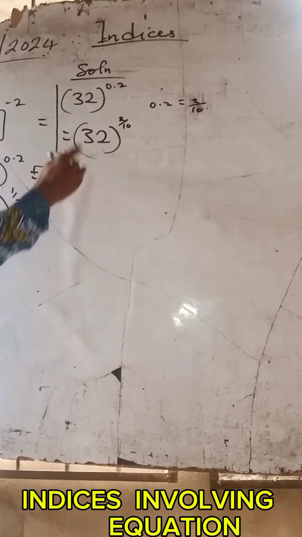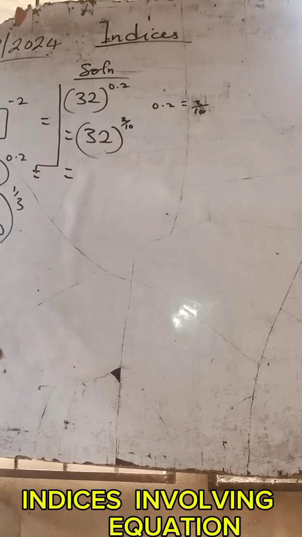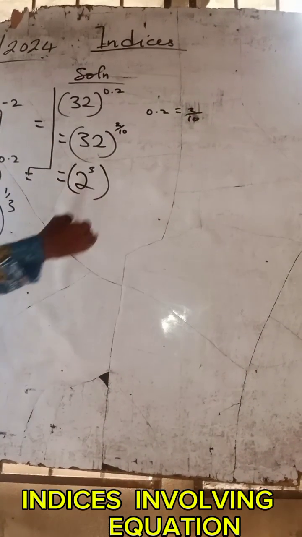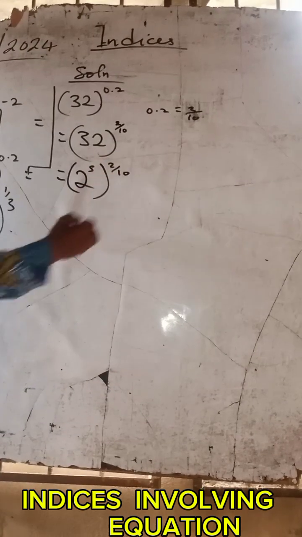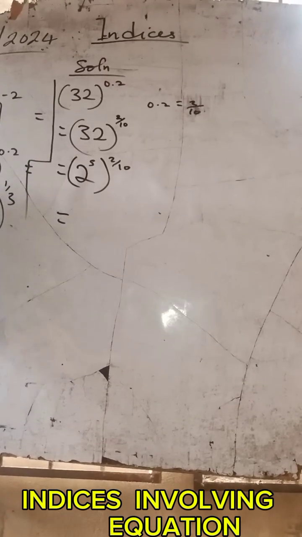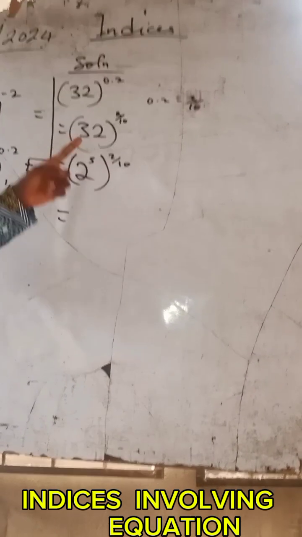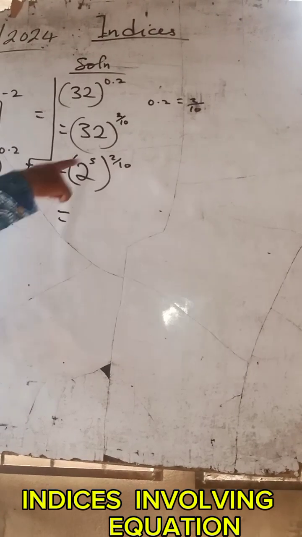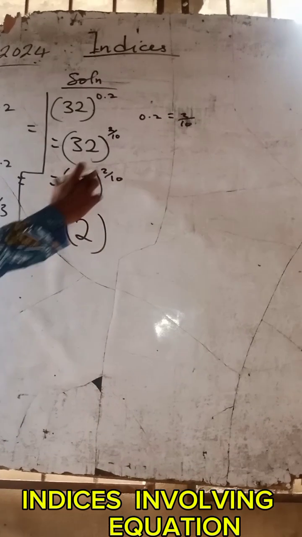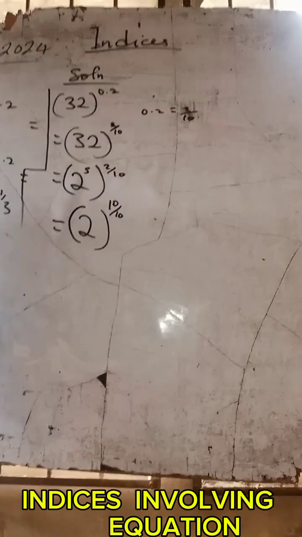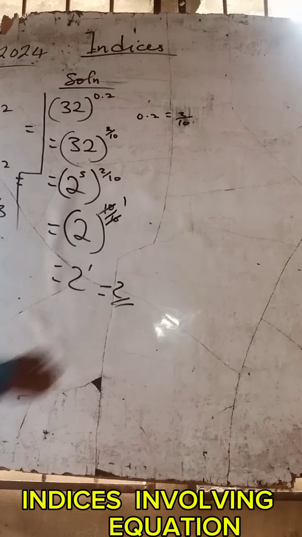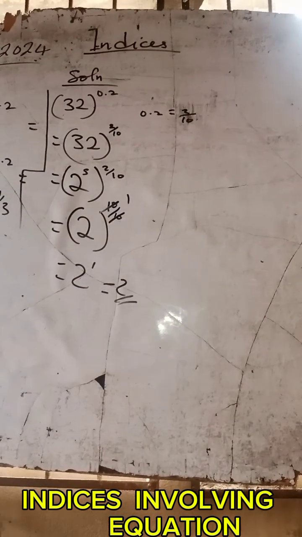Now take note, at this point I can convert 32 to index form. 32 in index form is simply 2 raised to the power of 5, then to the power of 2 over 10. Remember, in one of our laws of indices, we are expected to multiply the power here by the one outside. We have 5 times 2, which gives us 10 over 10. This is simply going to give us 1, which is the same as 2 raised to the power of 1, which is 2. Are we there? Hope it's clear. Thank you.